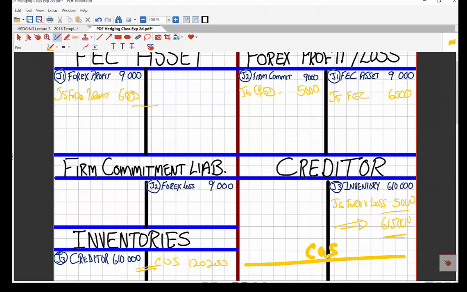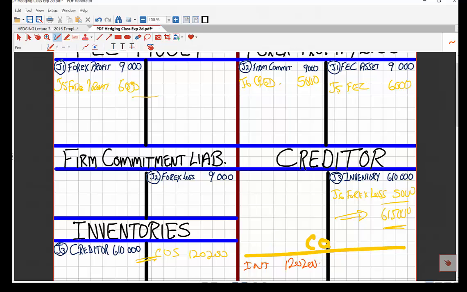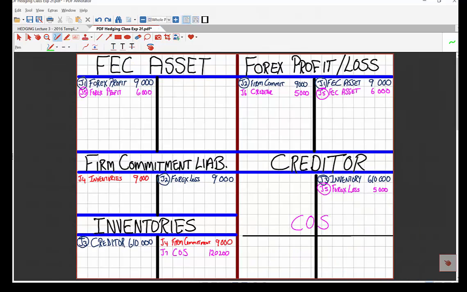Cost of sales, and you'll say there 120. Let's redo that. Cost of sales, that is inventories, 120,200. Please, I'm not going to do all the other journals. That is the crux of the matter. Let us just have a bird's eye view again of what we see here. There you have an overview of what we've just done.